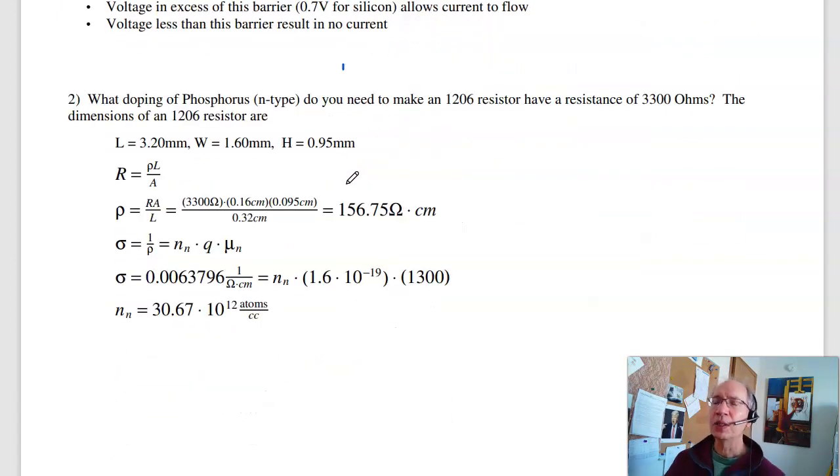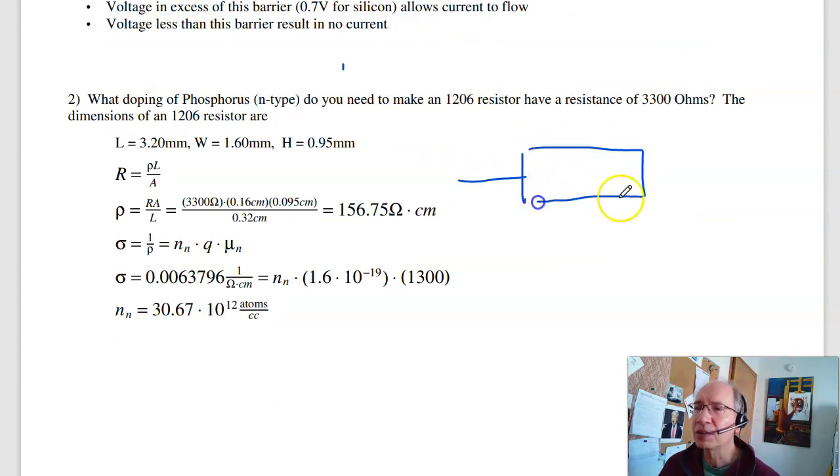Problem 2 looks at doping. Suppose I just have a piece of silicon. It's a 1206 resistor, so it's got certain dimensions. I want it to be 3,300 ohms. How much doping do I need? Well, I know the resistance is resistivity times length over area. Solving, I want a resistivity of 156 ohm centimeters.